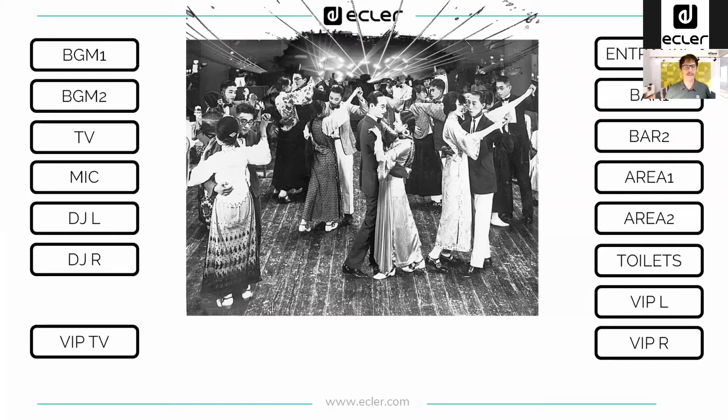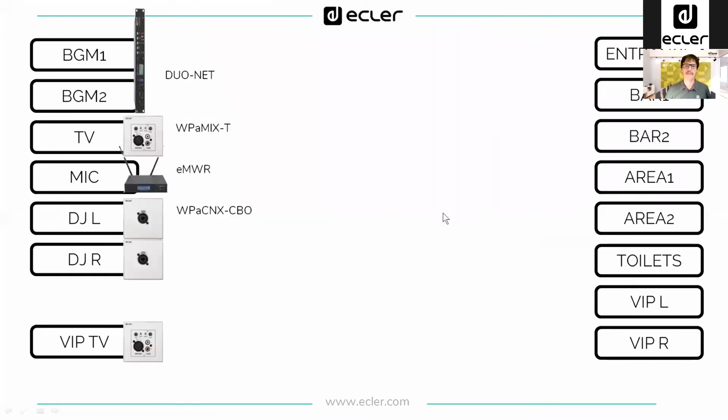And the VIP TV. Okay, how can we solve this? As there are 8 areas, maybe with a MIMO 88SG, we can manage all this. So for background music, we can use a DuoNet player. It's got 2 players, 2 background musics.